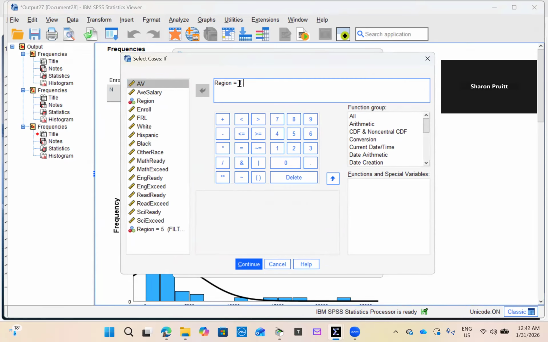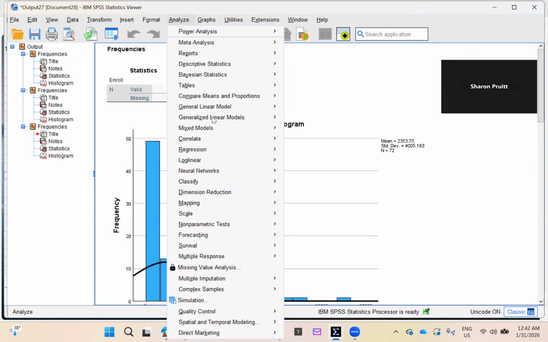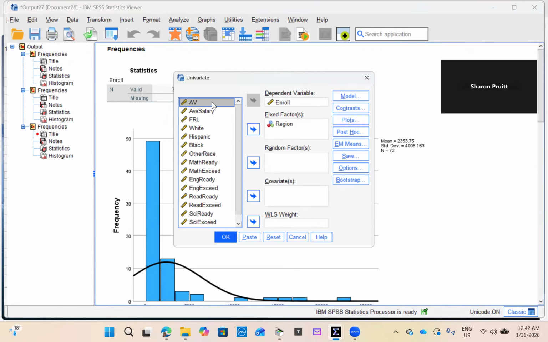Region equals 1 or region equals 2 or region equals 5. So I have each of my three regions represented. Click Continue. OK. Now go to Analyze, General Linear Model, Univariate. We want to make sure enroll is in the dependent variables box, region is in the fixed factors box.